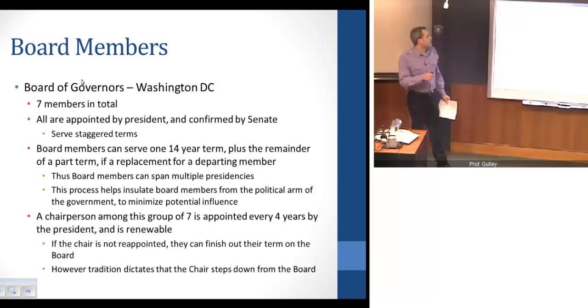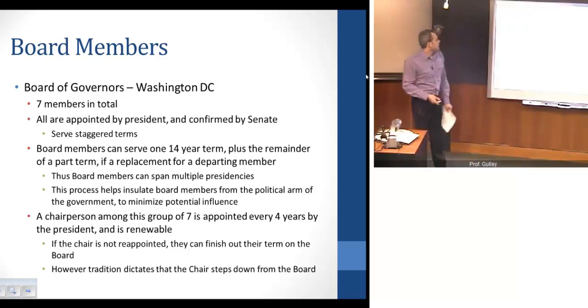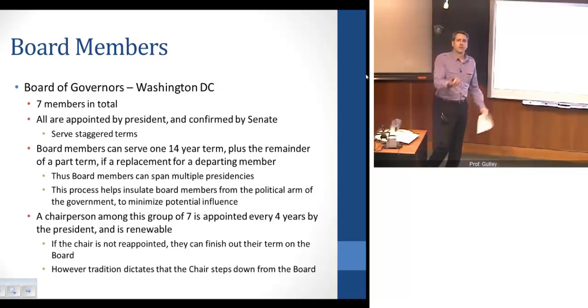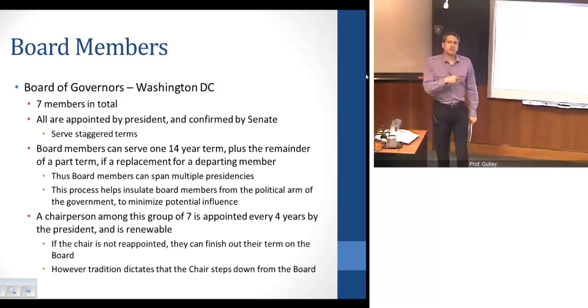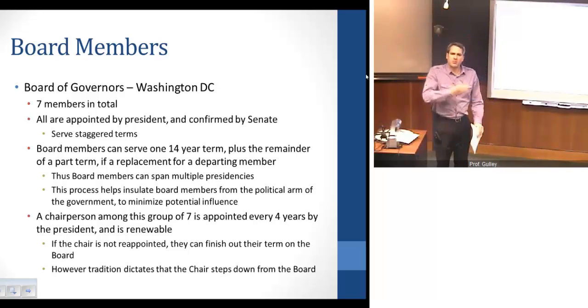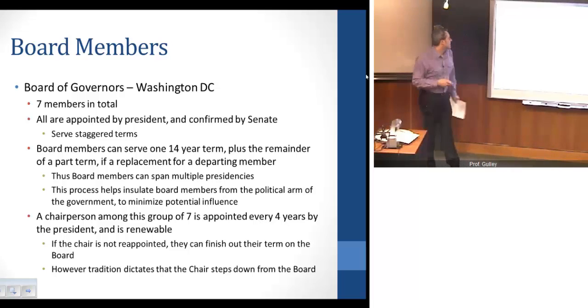All of those 7 members are appointed by the president and confirmed by the Senate. So it's a political process to get the people on the board. They generally serve staggered terms. Those terms are 14-year terms that are non-renewable. In some cases, they can serve more than that if they're filling in part of a term for another person who is departing the board. That's by design, so that people on the Board of Governors span multiple presidencies and multiple political cycles, and that helps insulate the policymaking process from potential political influence.